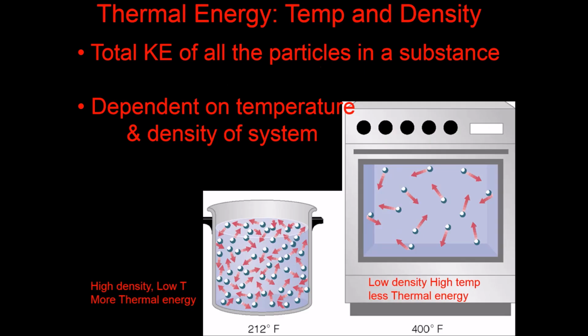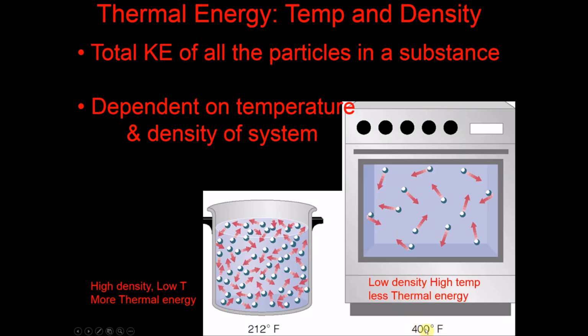So when we talk about thermal energy, there is a dependence on the density of the system. Our thermal energy is the total kinetic energy of all the particles in the substance, and that means you have to think about this in terms of density. Here we have a high density, low temperature system. This has more thermal energy than the system we have here, which is a low density and high temperature.